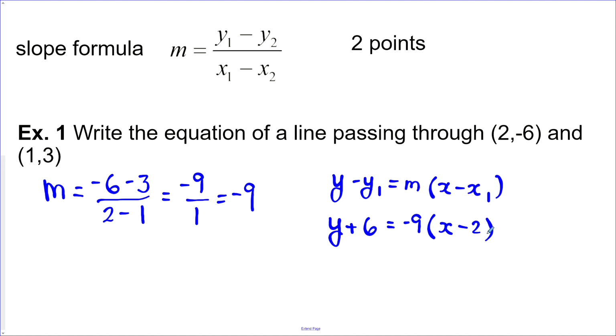There's nothing we need to do to it. We don't need to put it into y equals mx plus b form, or slope-y-intercept form. This is good enough since the question doesn't specify.